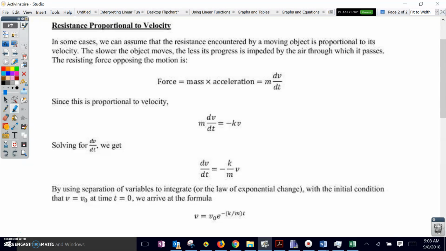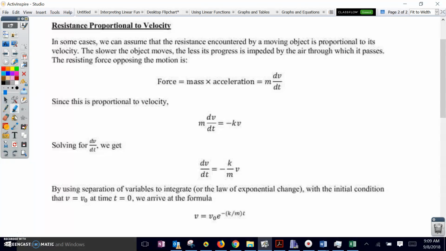Alright, in this example we're going to look at resistance proportional to velocity, and you can read through the derivation of this, but in essence the idea is that there are situations where the resistance that's encountered by an object is proportional to its velocity. As the object moves slower, it is less impeded by air resistance, and hence the resistance is proportional to the velocity of the object itself.